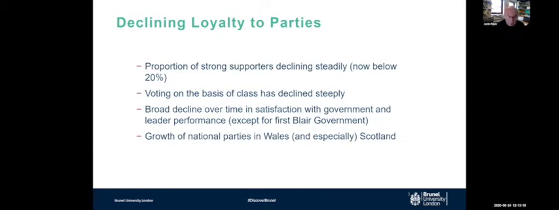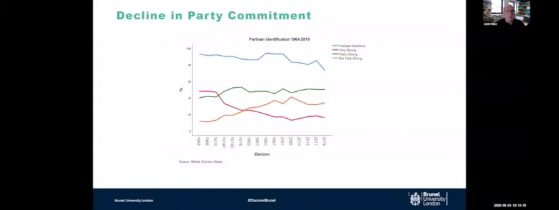Now, all of these trends are much easier to illustrate with some data. So I'm going to start with this proportion of strong supporters. Now, what this graph illustrates are answers to two questions surrounding what we describe as partisan identification. And partisan identification is a measure of whether you are closer to one party or another, and if you are closer to one party, how strong that commitment is.